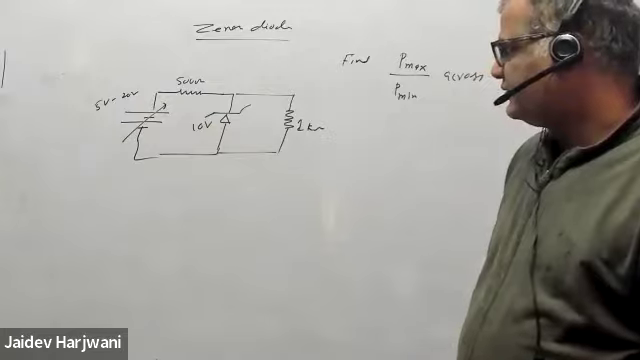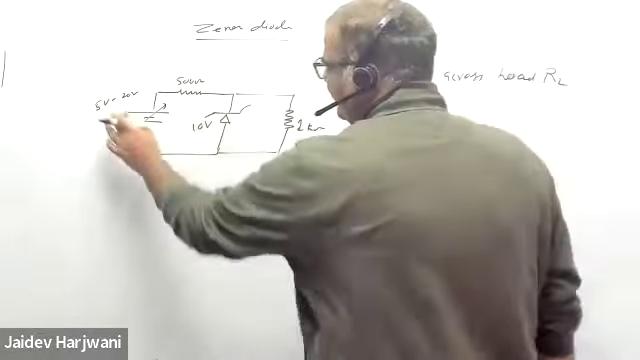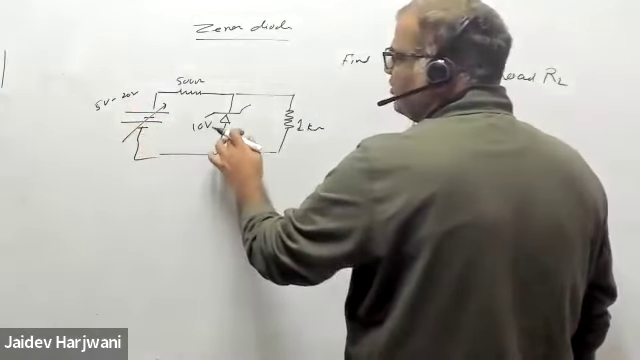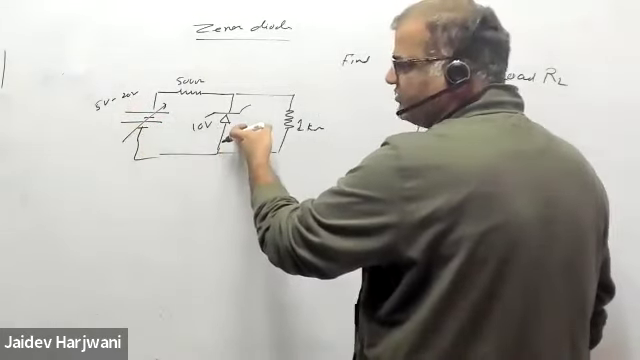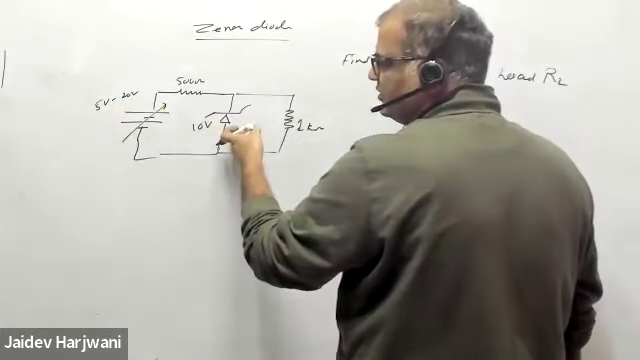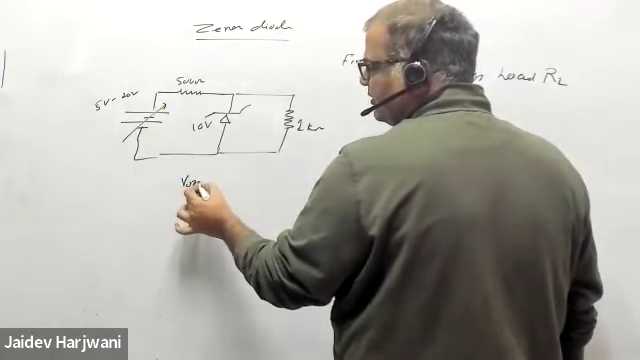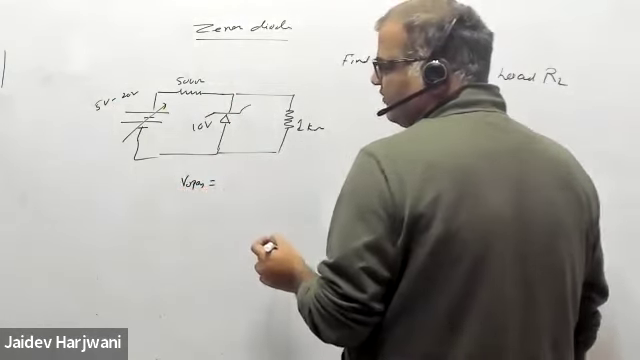So if I apply 5 volt here, the diode will obviously be off, because 5 volt cannot make this diode open. What is the minimum V open required? What will the value be? Tell me.